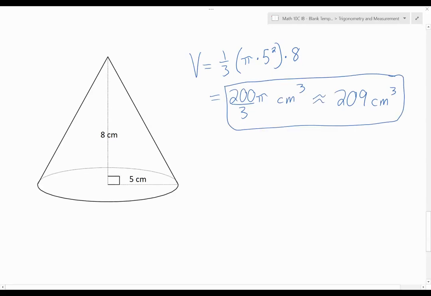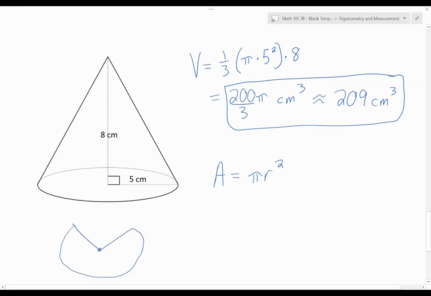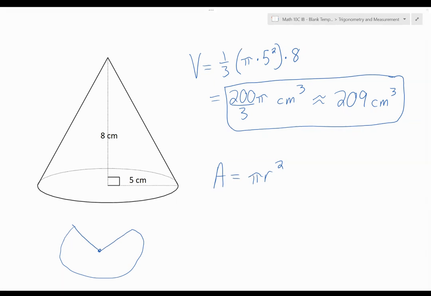Surface area is a little bit trickier because for surface area, I need to imagine what that lateral area is going to look like. So the area of the base, that one's easy, pi r squared. But this lateral thing, if I unroll it, is kind of a part of a circle. And the area of that part of the circle is a little bit more complicated.